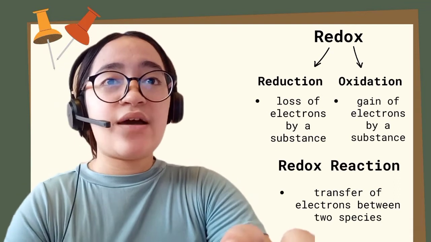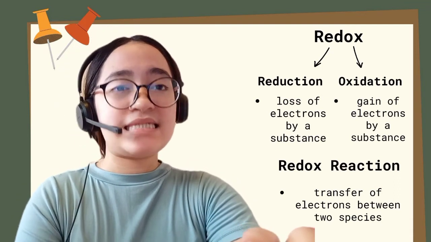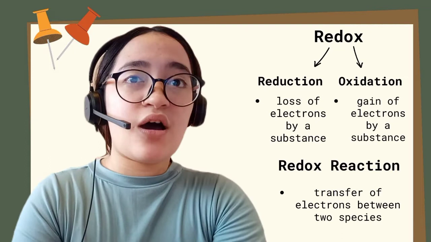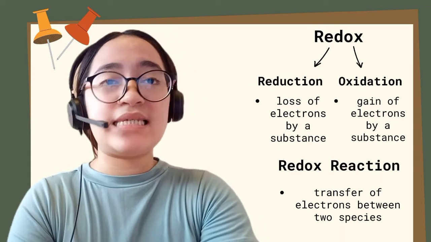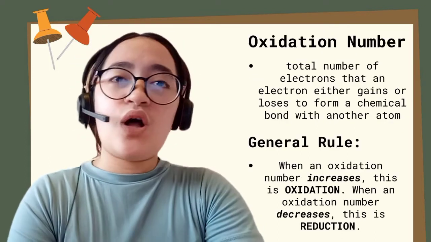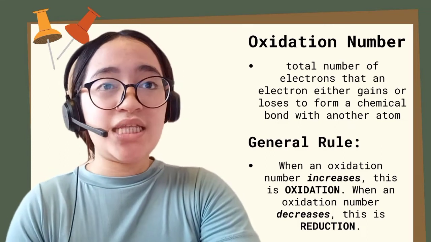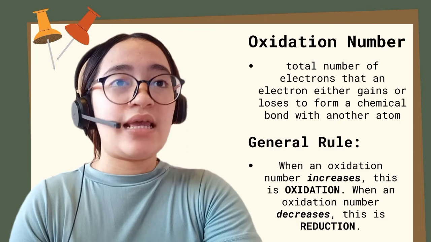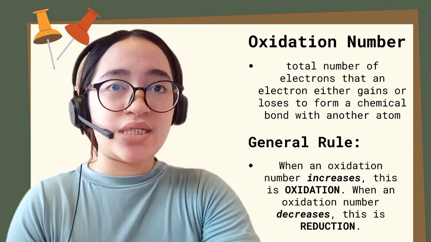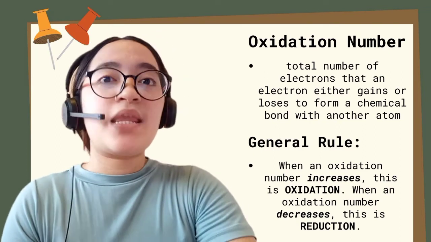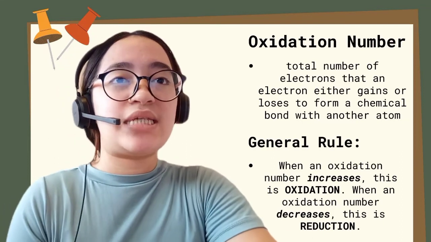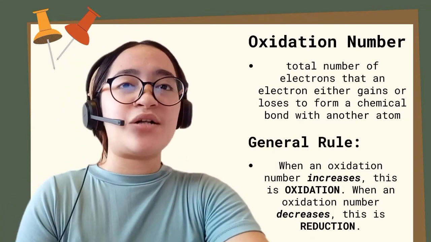The gain of electrons by a substance is called reduction, while the loss of electrons by a substance is called oxidation. Always remember the general rule: when an oxidation number increases, this is oxidation. When an oxidation number decreases, this is reduction. Oxidation number is the number that is allocated to elements in a chemical combination.